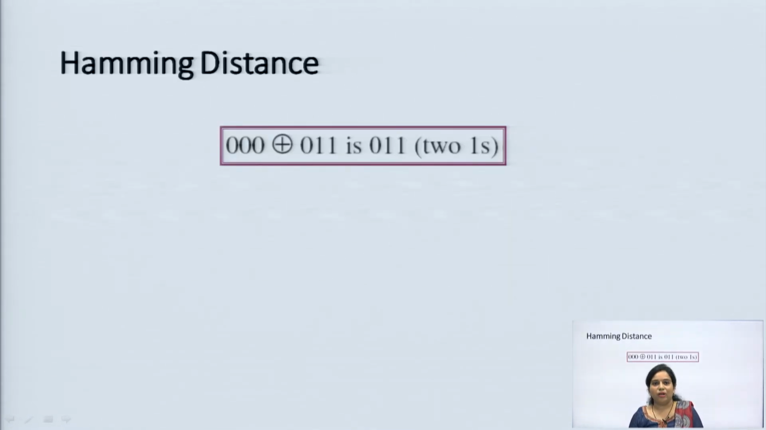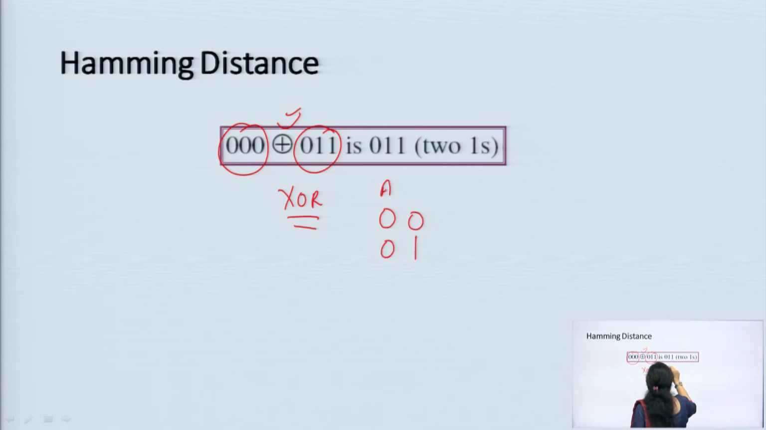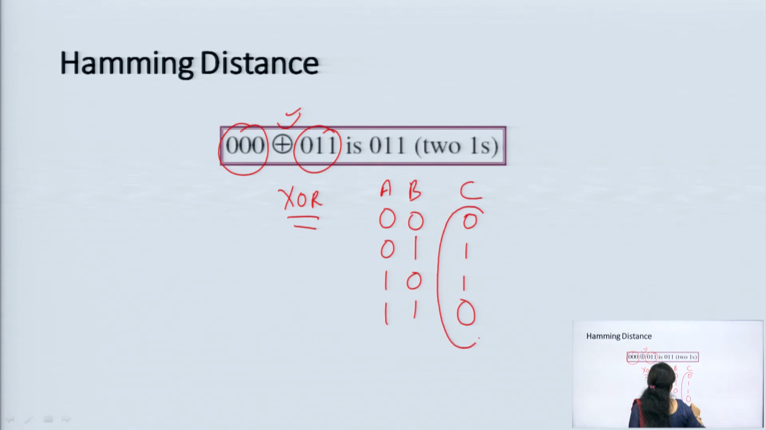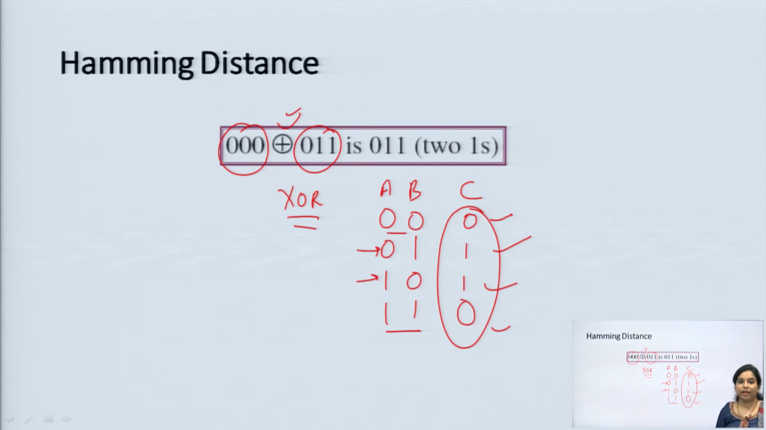Now, next we will see what is Hamming distance. The Hamming distance is calculated between the bits, like this is 3 bits of data, and you have to perform the XOR operation. So, what is the truth table of the XOR operation? When there are 2 bits, when the 2 bits are different then the output will be high, and when the 2 bits are the same then the output will be low. So, this is the truth table of the XOR gate.